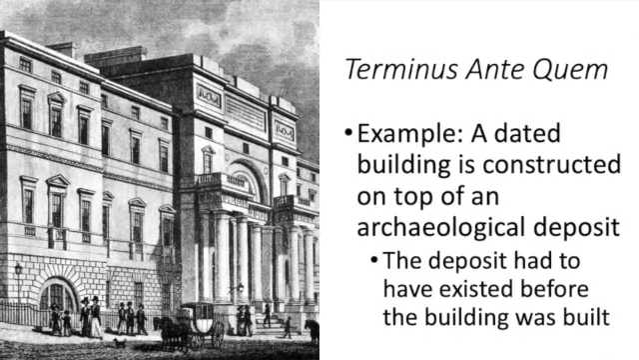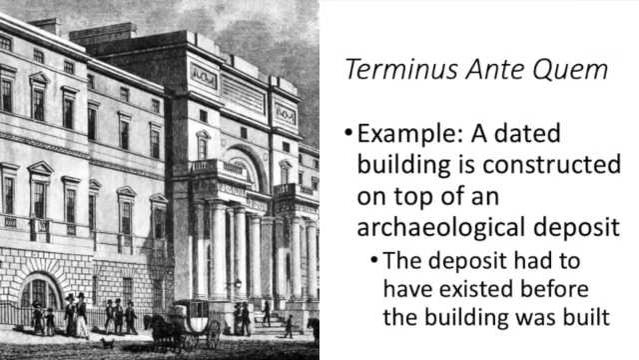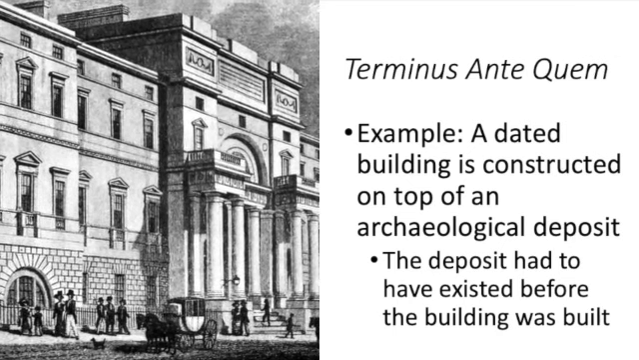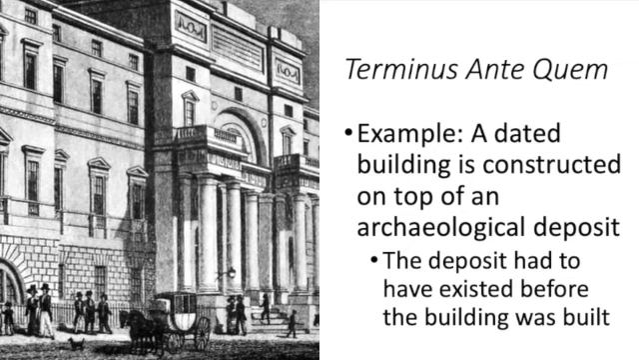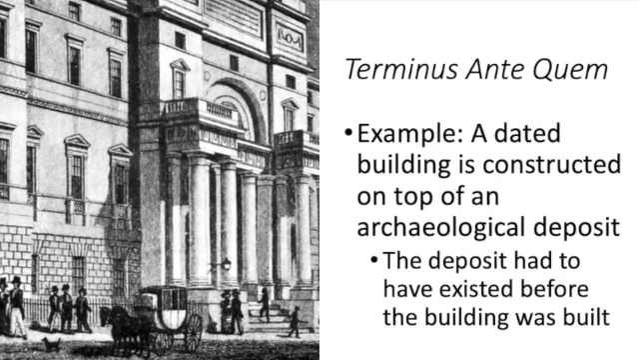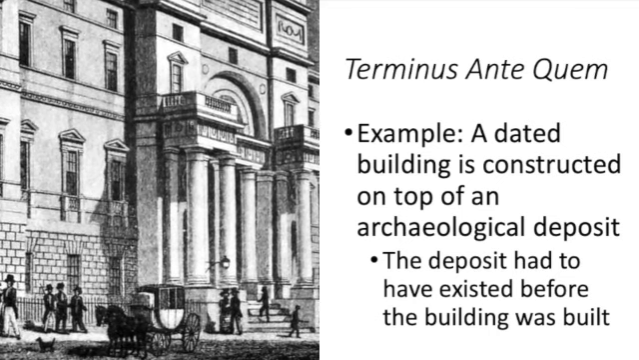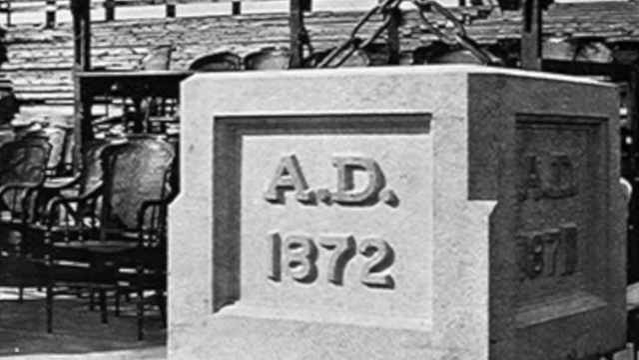By contrast, terminus antiquam applies to situations where the deposit we're interested in dating is sealed by some event, such as the construction of a building, whose date is known. In such cases, any archaeological deposits underneath the building have to be older than the building itself. This can happen in cases where we have historical evidence for construction events, or things like dated cornerstones on buildings.